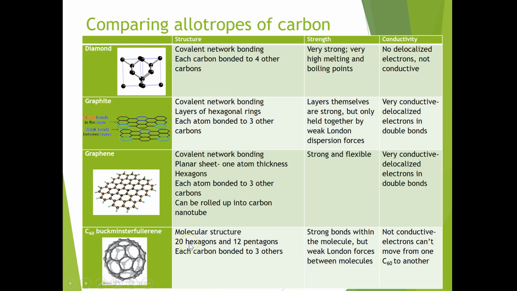So the C60 is the only one of these allotropes that has a molecular structure. In other words, instead of being one big, huge structure, it's actually made out of molecules. And what you get in there is 20 hexagons and 12 pentagons, so it looks just like a soccer ball, and each carbon is bonded to 3 others. There are strong bonds within each molecule, but the forces between them are weak. And finally, they're not conductive, because electrons cannot jump from one C60 molecule to another.